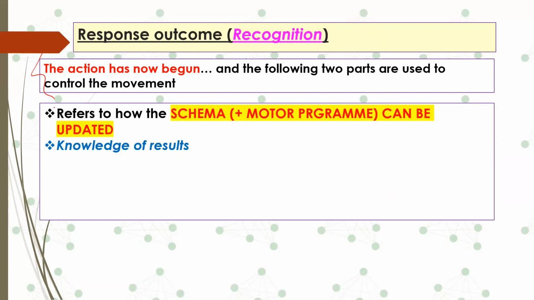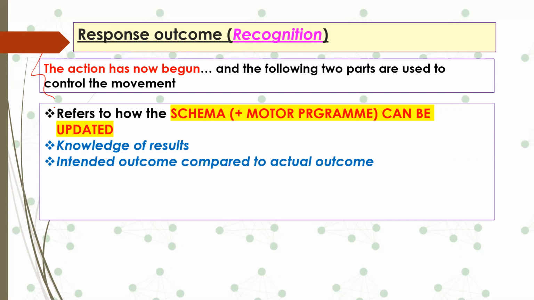So essentially here, we're looking at the result, the outcome. You're getting feedback on what has happened and how successful the schema was in adjusting that technique. There's a comparison that takes place. So what was the intended outcome and how close have you managed to get to that with the actual outcome? That's what you're basing your judgment on.